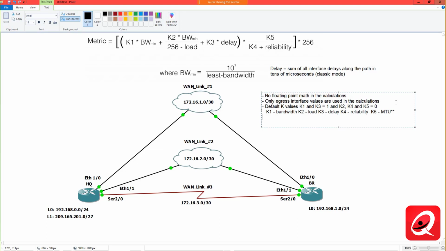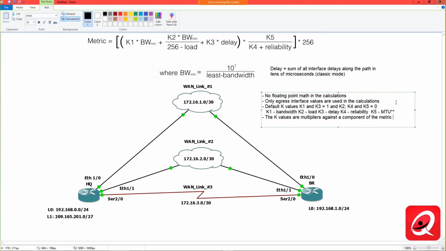So you would change these K values if you wanted certain components of the metric to matter more than others. The K values end up being multipliers against a component of the metric. Right? So if I wanted, for example, only delay to be counted as part of the metric, then I would simply make K1 a 0. If I wanted the bandwidth to take more precedence over K2 or K3, then I would change the K1 value to a higher value. We'll talk about what some of the values we can set are.